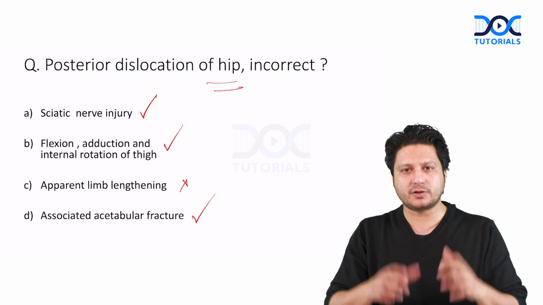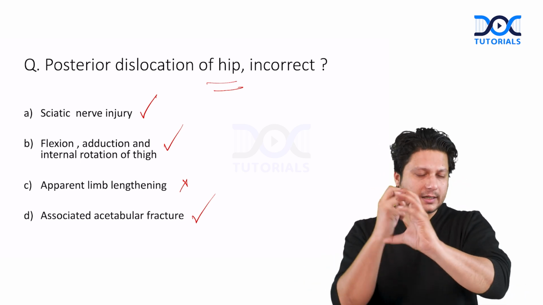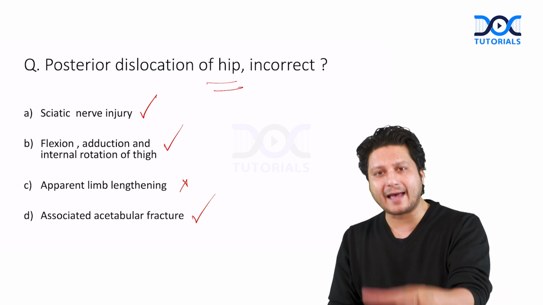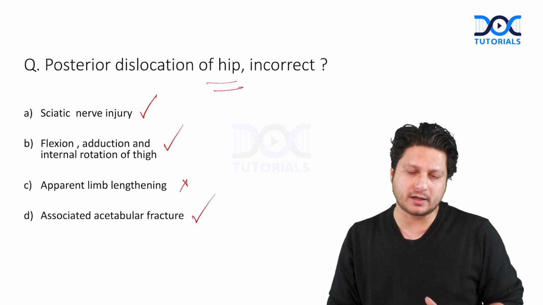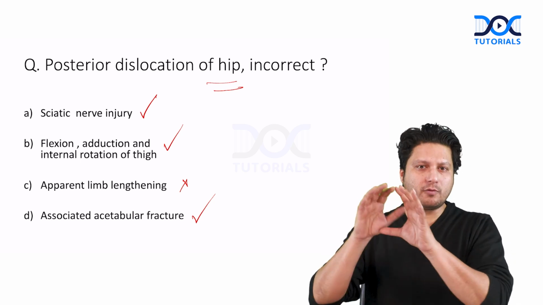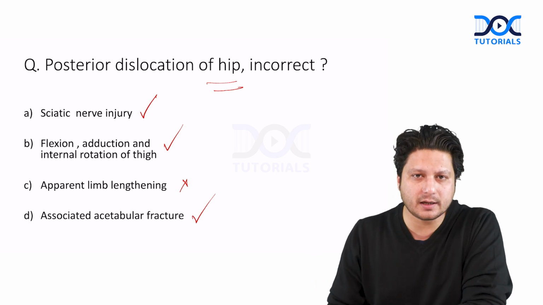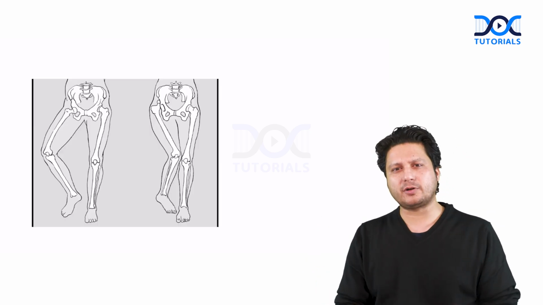Associated acetabular fracture, just use your common sense. If the head of the femur is getting posteriorly dislocated, the one thing that has to fracture in order to make way for the posterior dislocation is the posterior wall of the acetabulum. It will first break the posterior wall of the acetabulum and then it will migrate posteriorly. All right, so hopefully you get the answer for this particular question.